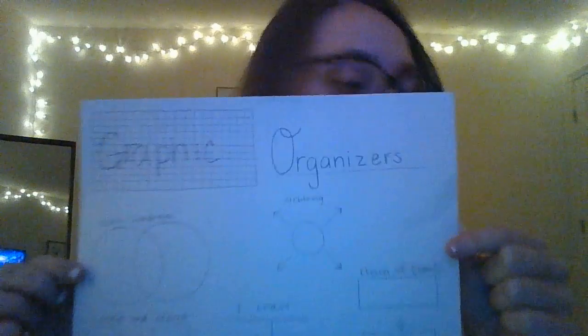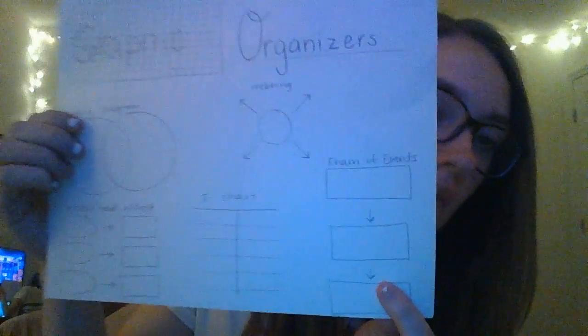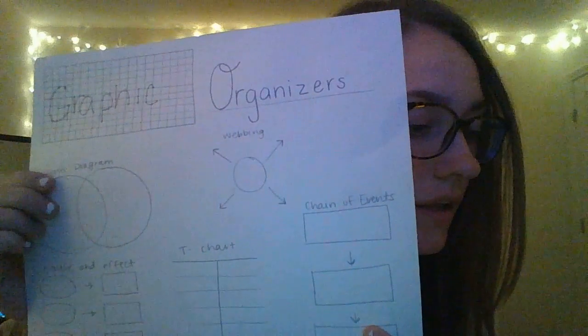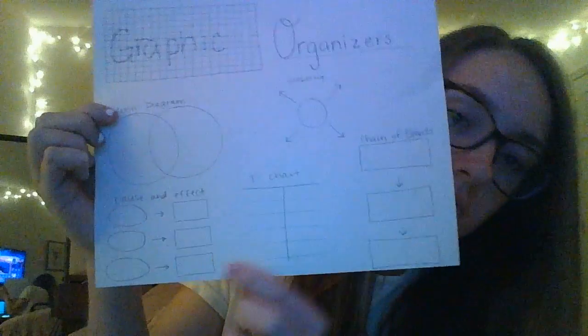So the first one is graphic organizers, and they benefit student understanding by allowing them to think through a chain of events, like this one right here. And then they think through the chain of events and they focus on one of the events and learn about its causes and effects, which that's an example right there.